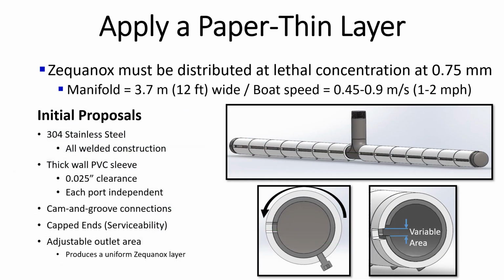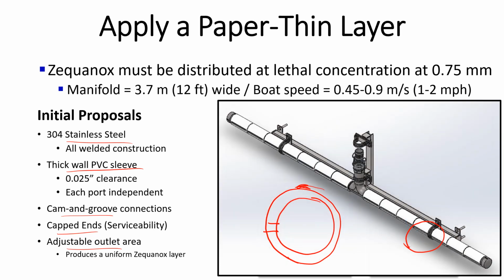Another one is illustrated here, where a variable aperture device was developed using concentric cylinders of polyvinyl chloride, shown in the white right there, and then steel on the interior with grooves machined into the surface of the materials, such that the PVC layer could pivot clockwise or counterclockwise and vary the aperture area depending on the pressure within the fluid rail and the velocity of the boat itself. In this case, it would have been a combination of stainless steel and PVC construction with cam and groove connections, capped ends, and adjustable outlet layers to provide a uniform velocity, uniform Zequanox layer at a net zero velocity of the injection velocity with respect to the boat velocity.